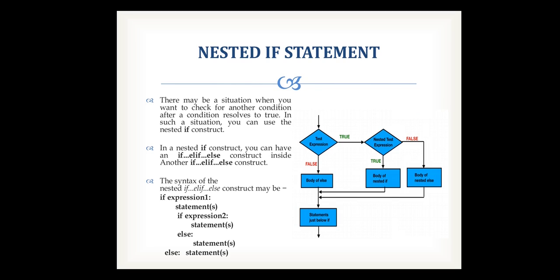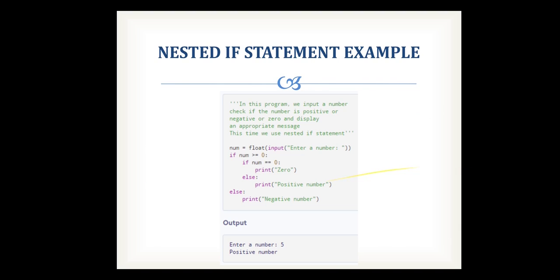So this is the way your nested if works. Here we'll see an example of a nested if statement. Number is equal to float, and we are just using the input function, so it will directly convert your string value into a float value, and it will be stored in number.